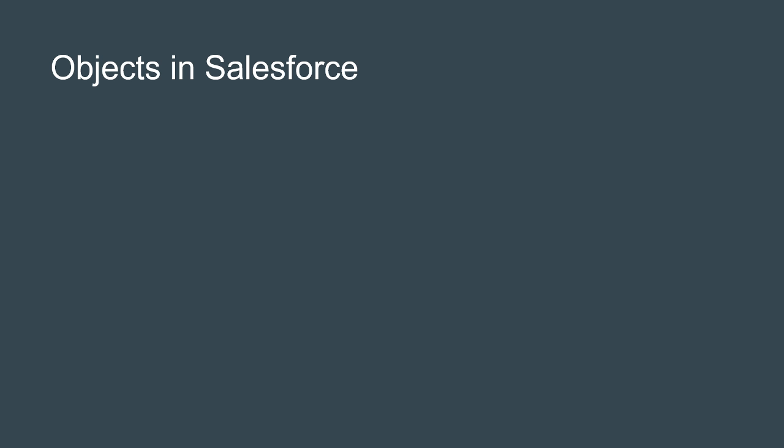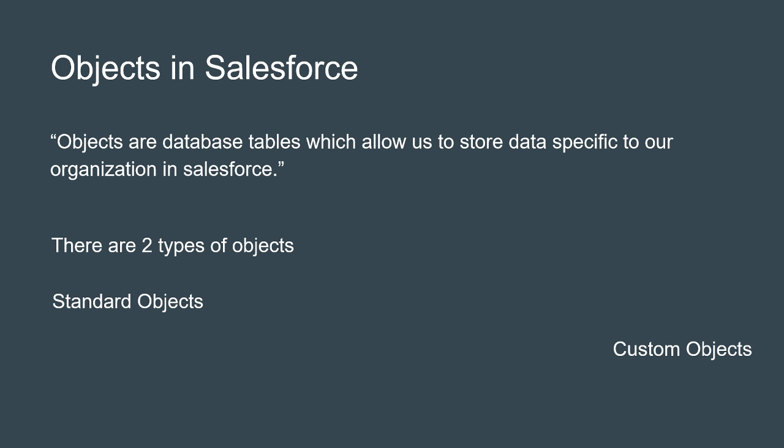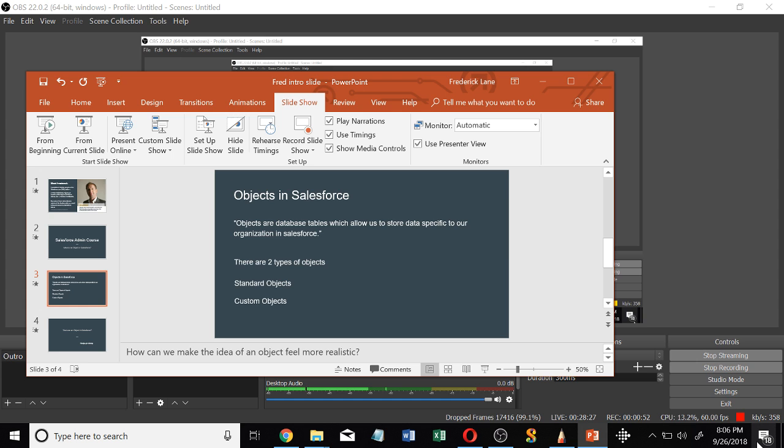Objects in Salesforce are database tables which allow us to store data specific to our organization in Salesforce. There are two types of objects: standard objects and custom objects. Our series of videos will help you understand both of these. But for now, let's understand how objects are database tables. For this, we will have a look at a typical Excel spreadsheet.